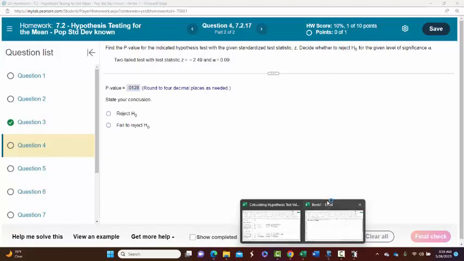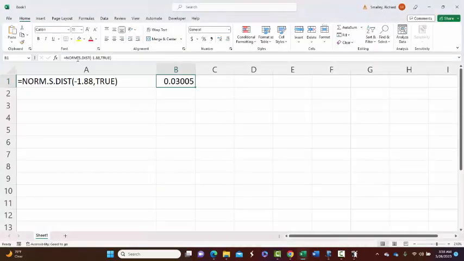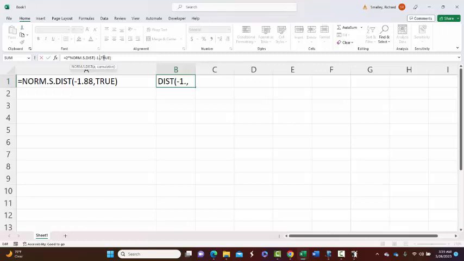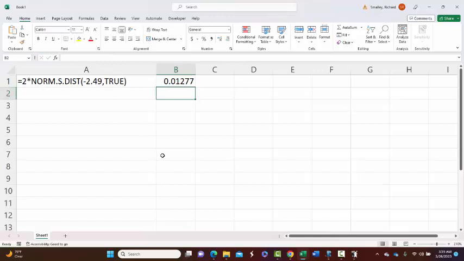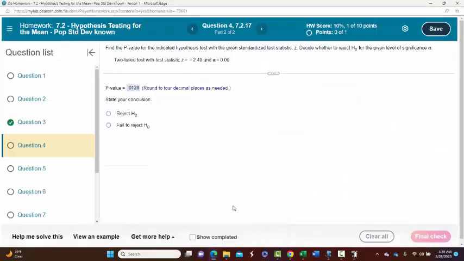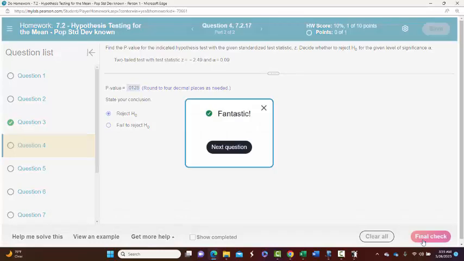I can go back to that Excel sheet, not our normal one here, but I can put a 2 in front of this now, and then you'll see the formula when it spits out. And what was that, negative 2.49? I'll double check this, of course, but yeah, 0.0128 sounds right, doesn't it? So I think I got that right. Yep, the p-value would be less than the alpha. Reject. Fantastic.